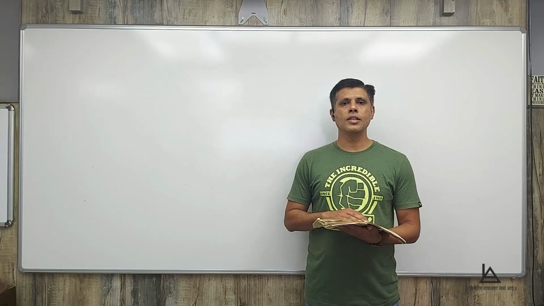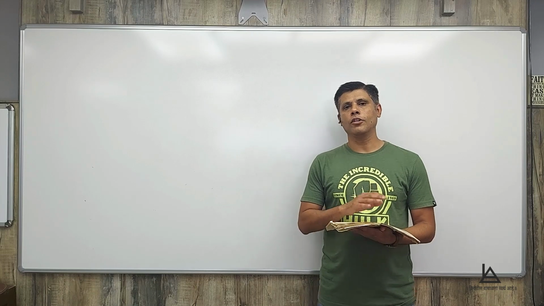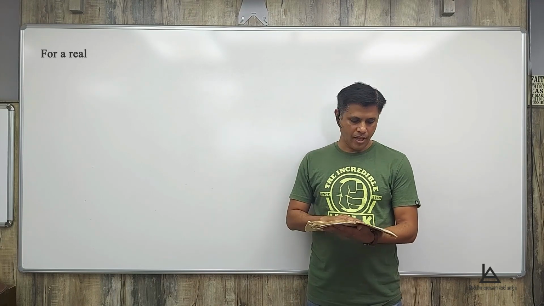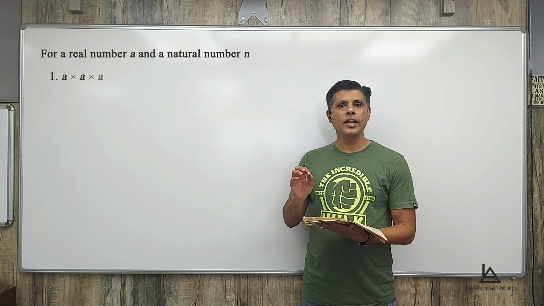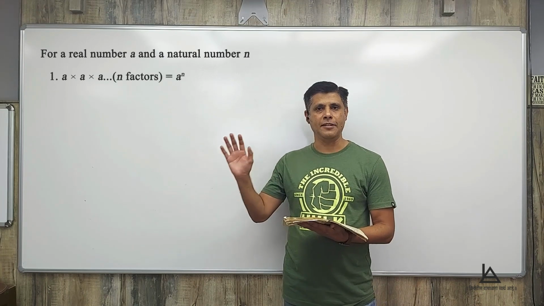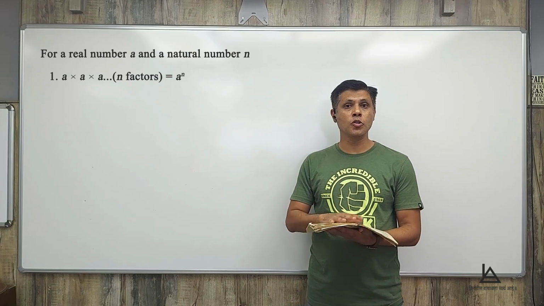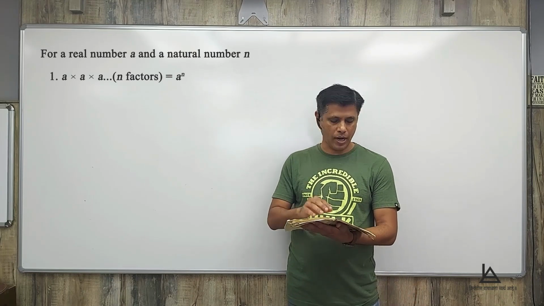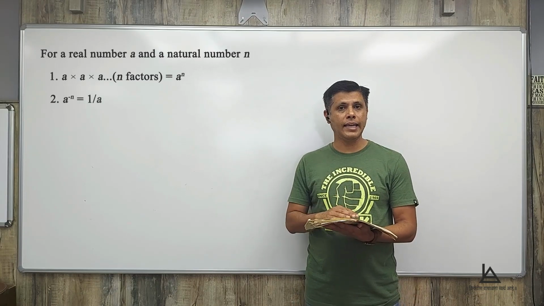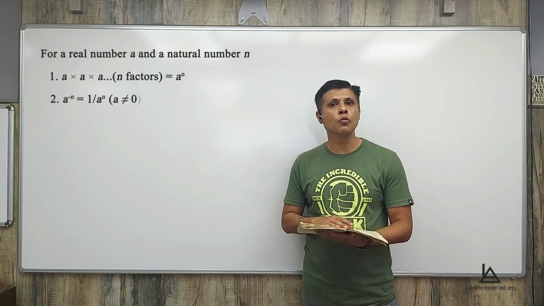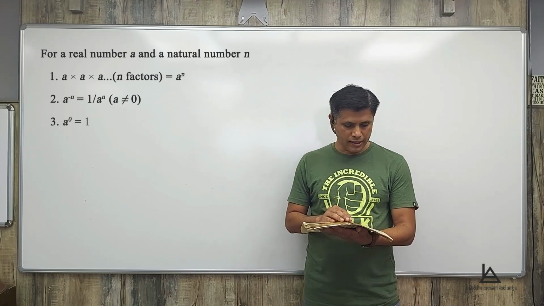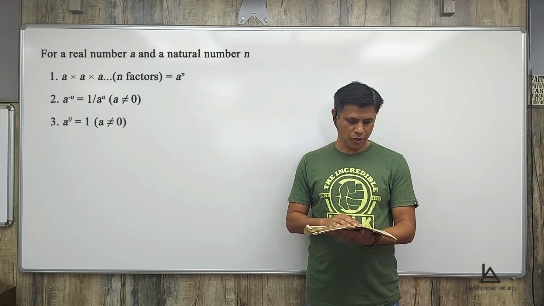So let's start with some fundamental ideas and the laws that you might have learned in school. A into A into A into A, n times, is equal to A raised to n. I'm going to refer to the book so that I don't miss any of the points that I want to highlight. A raised to minus n is equal to 1 upon A raised to n, of course, A not equal to 0. A raised to 0 is equal to 1, of course, A not equal to 0.